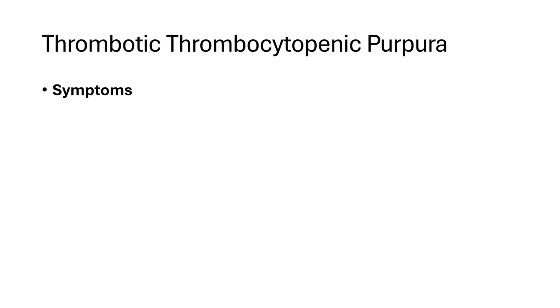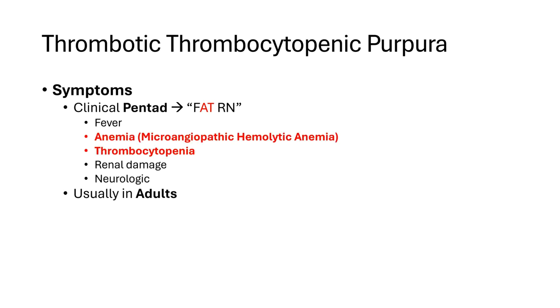Now, what symptoms are we talking about exactly? TTP has a clinical pentad remembered by the mnemonic FAT-RN, where F stands for fever, A stands for anemia, specifically microangiopathic hemolytic anemia, also known as MAHA, and thrombocytopenia is the T, renal damage is the R, neurologic is the N. This is typically seen in adults. It is important to know that you only require MAHA and thrombocytopenia for diagnosis.